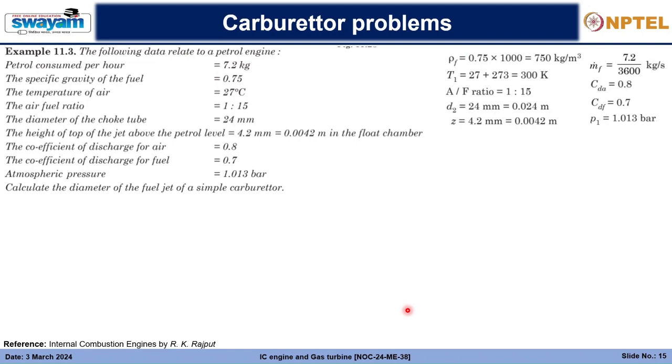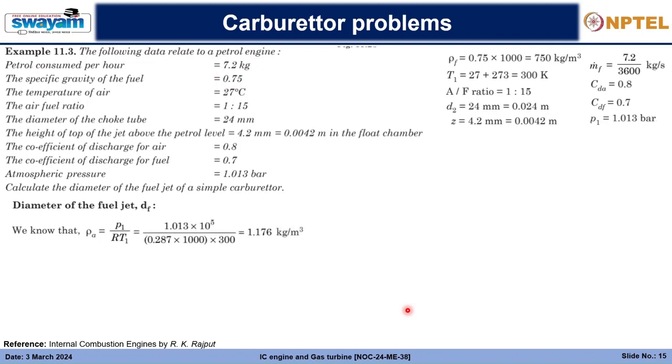Okay, so let us try to solve this problem. First, we will solve for the diameter of the fuel jet, df. We know that the density is related by the ideal gas law as rho1 equals p1 divided by R T1. The initial pressure is given, and the temperature of air is given, so we can find the density of air. The density of air will be equal to 1.176 kg per meter cube.